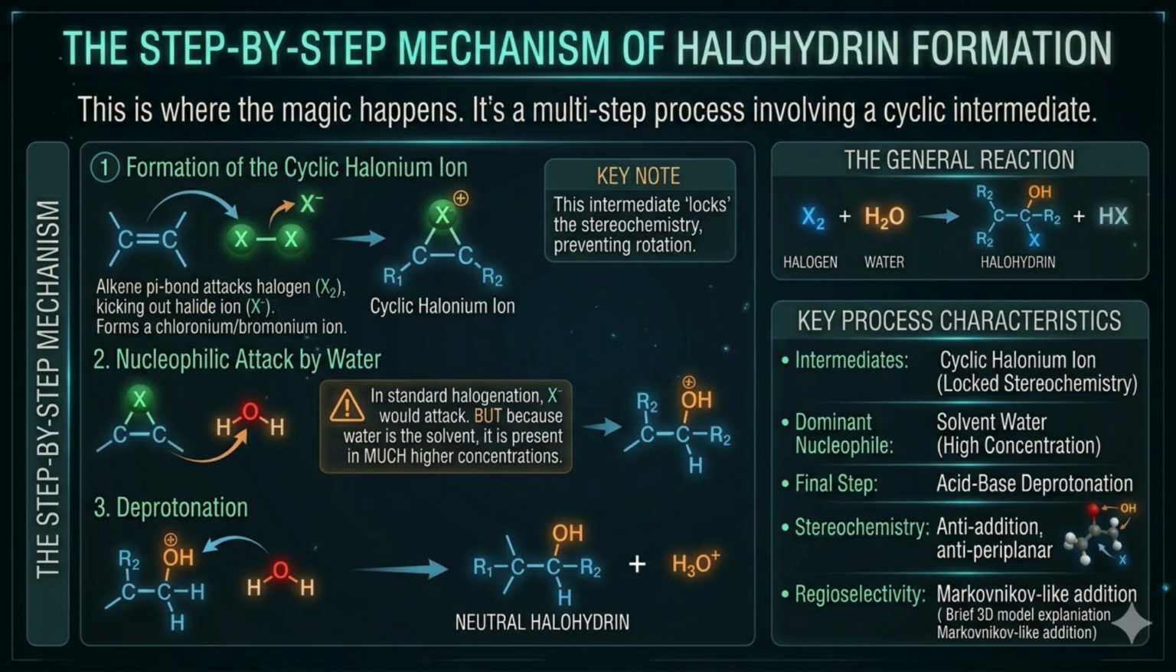Step 3. Deprotonation. The final stage is deprotonation. A second water molecule arrives to pick up the extra proton from the newly attached oxygen. This acid-base step neutralizes the molecule, leaving us with our final product, a neutral halohydrin.